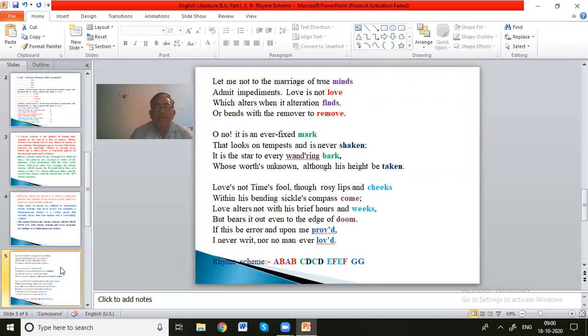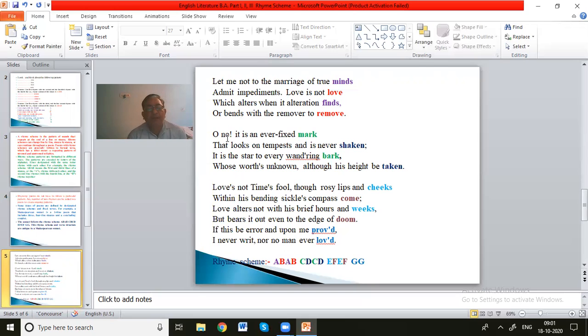Second, admit impediments. Love is not love, which alters when it alteration finds. Now these, finds and minds, have a similar sound. Similarly, or bends with the remover to remove. This is the fourth line, and the second line rhymes with it. So we see the first line, let us designate it with the alphabet A, then the second line B, the third line again A, and the fourth line B. It means the first line rhymes with the third, the second with the fourth line.